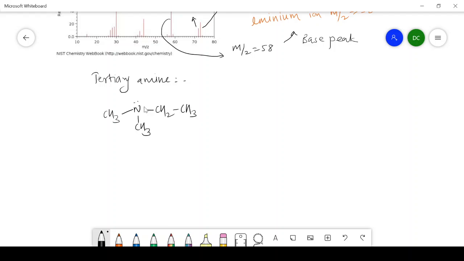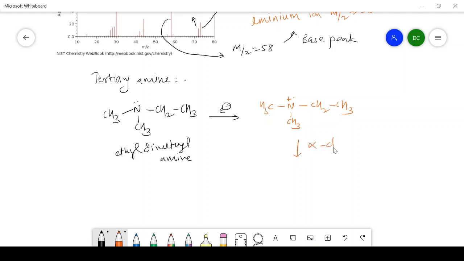The example that I am writing here is CH3 N CH3, then CH2CH3. Nitrogen contains a lone pair of electrons. It is ethyldimethylamine. Again, ionization of this compound will generate CH3 N CH3, then CH2CH3, where nitrogen contains a positive charge and a single electron.